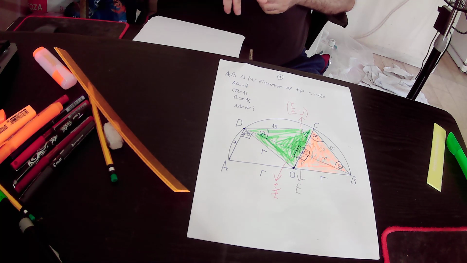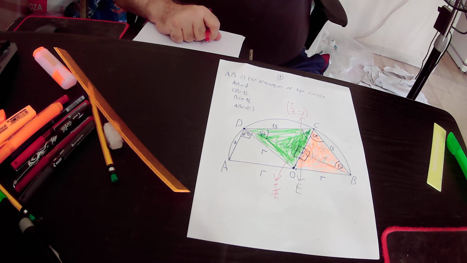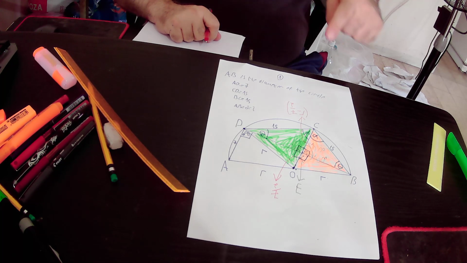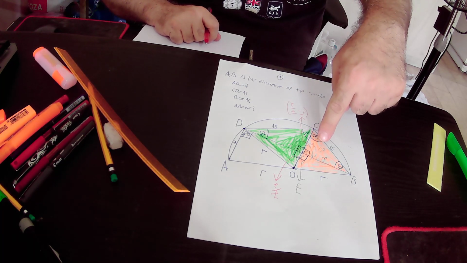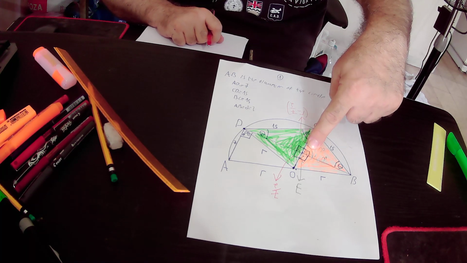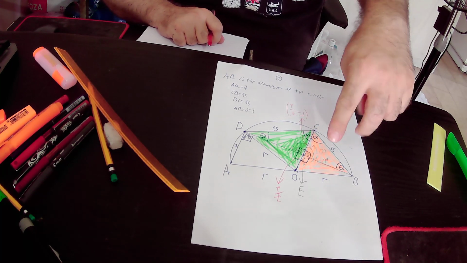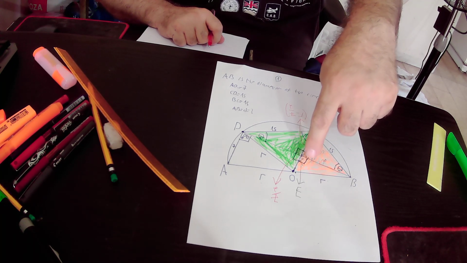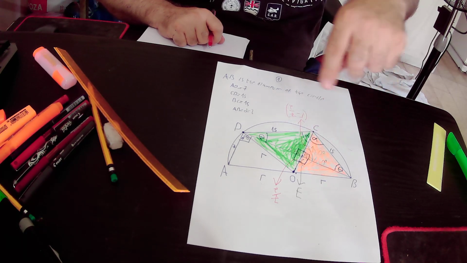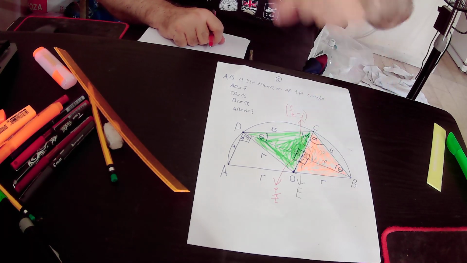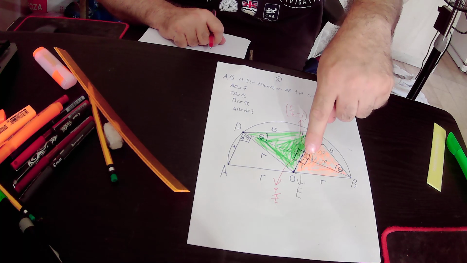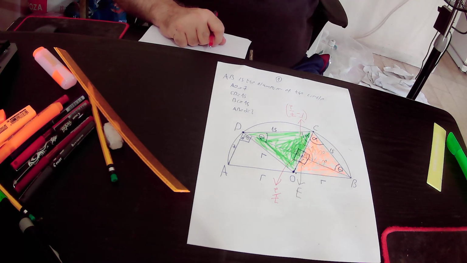In the next step, we will focus on two right triangles. Triangle ECB is a right triangle because angle CEB is a right angle, and also triangle OEB is a right triangle because angle OEB is a right angle. So here we have two right triangles.